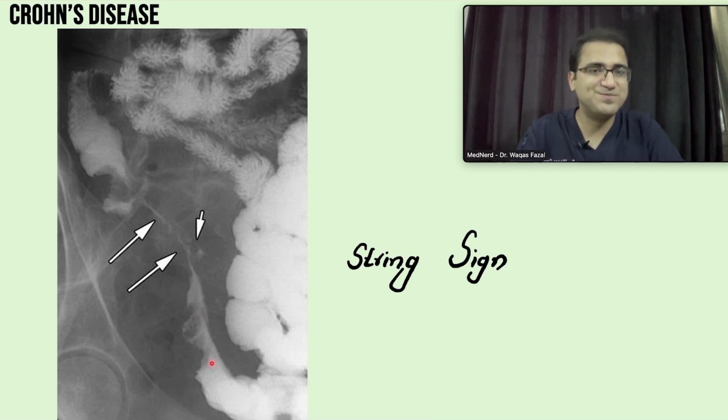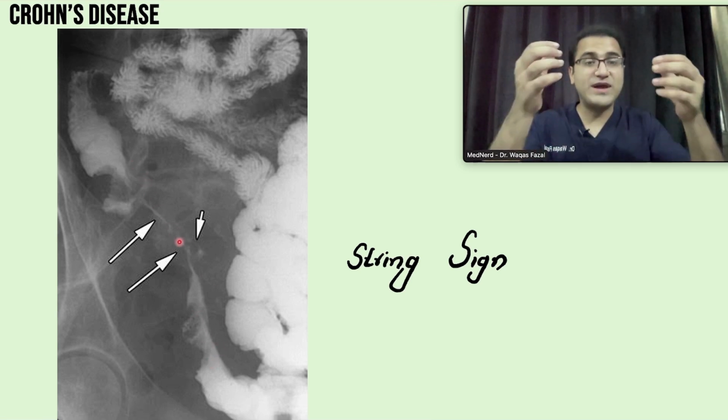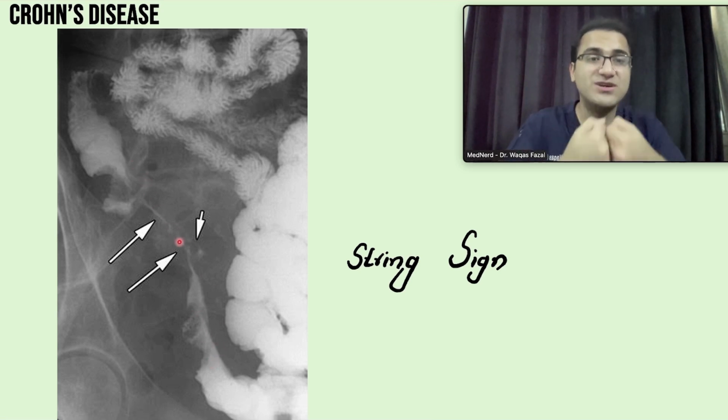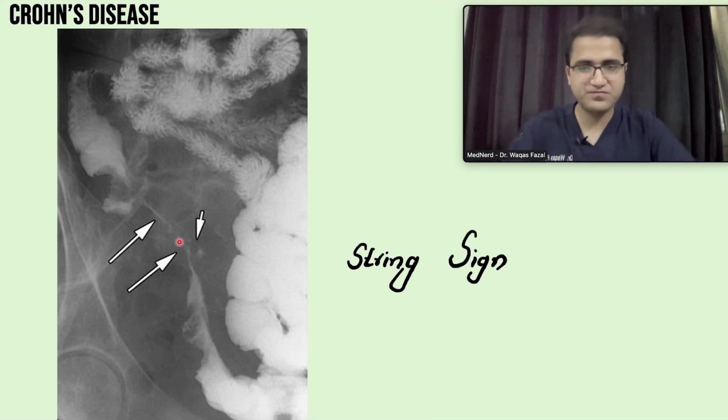Crohn's disease might even present to you with obstruction, because this type of inflammation can also form strictures where the small intestine can get blocked.